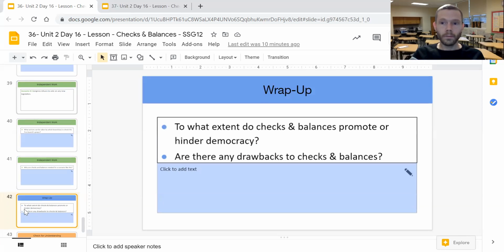And again, the wrap up serves as a nice opportunity to check for understanding and to have students look at the various scenarios in combination, and to really think about how checks and balances either promote or hinder democracy or democratic action. And some of the examples really show the limits of particular branches.